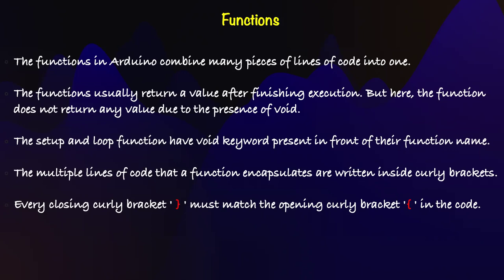The multiple lines of code that a function encapsulates are written inside curly brackets. We all know that, but if people don't know, you can note it down. Curly brackets are important for the code that we write. Every closing curly bracket must match the opening curly bracket in the code. As I said in the previous session, with every bracket opening, you must close it and then write the code inside it. It will be easier for you to track that you've provided the closing bracket for every opening bracket, or else somewhere or the other you might make one or two mistakes.